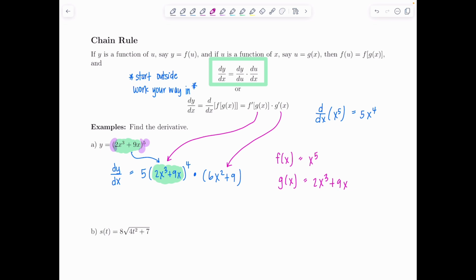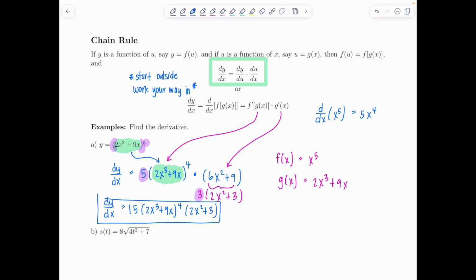The better you can apply the chain rule without having to look at the formula, the better off you're going to be. Okay, from here, since we can take out a 3, this is 3 times 2x squared plus 3. And then this 3 and 5 I can combine. So for my final answer, I could write dy/dx equals 15 times 2x cubed plus 9x to the fourth times 2x squared plus 3. And that would be my final answer.